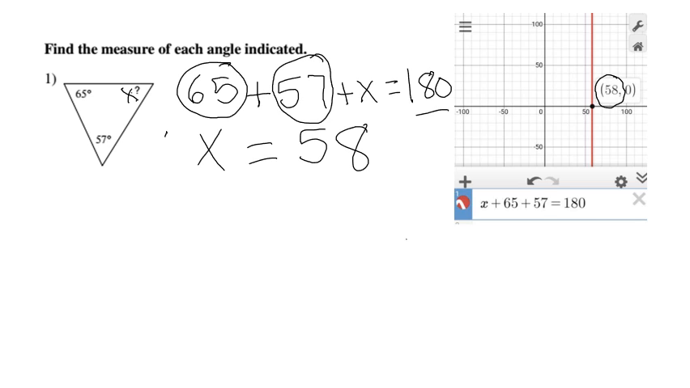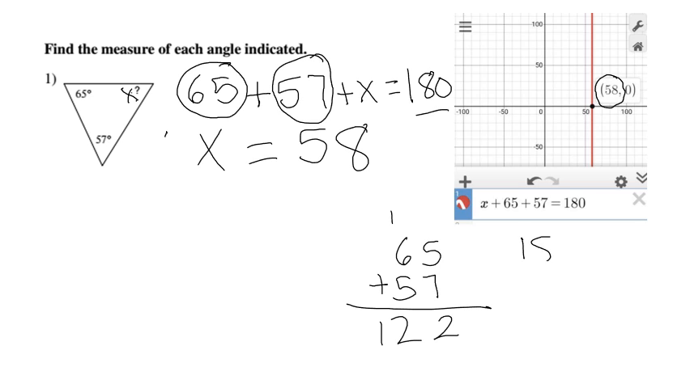And a lot of people very quickly figure out that when we're finding a third angle, sometimes it's just as quick to add them up. How much have I spent? Well, I've spent $122. 65 plus the 57 is 122. And I have 180 to spend, so how much do I have left over? 58. And that's how much I can spend in the third store.